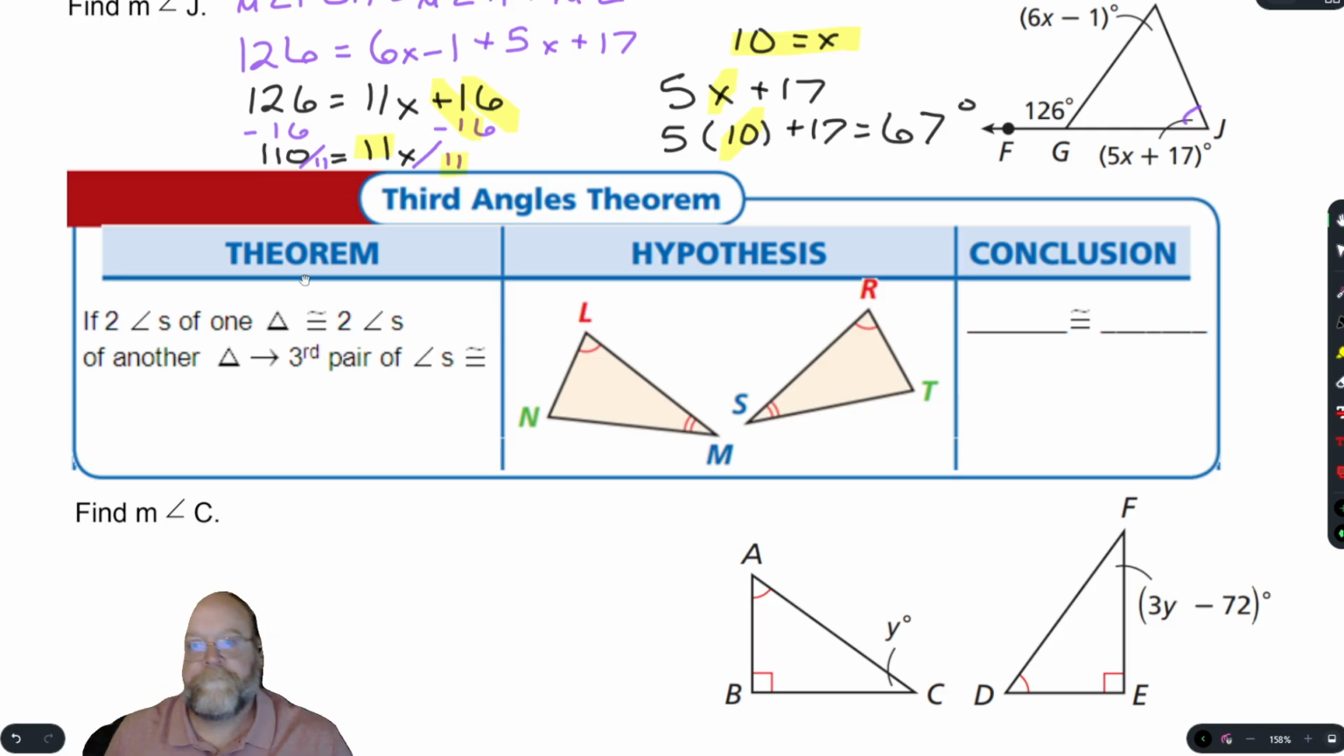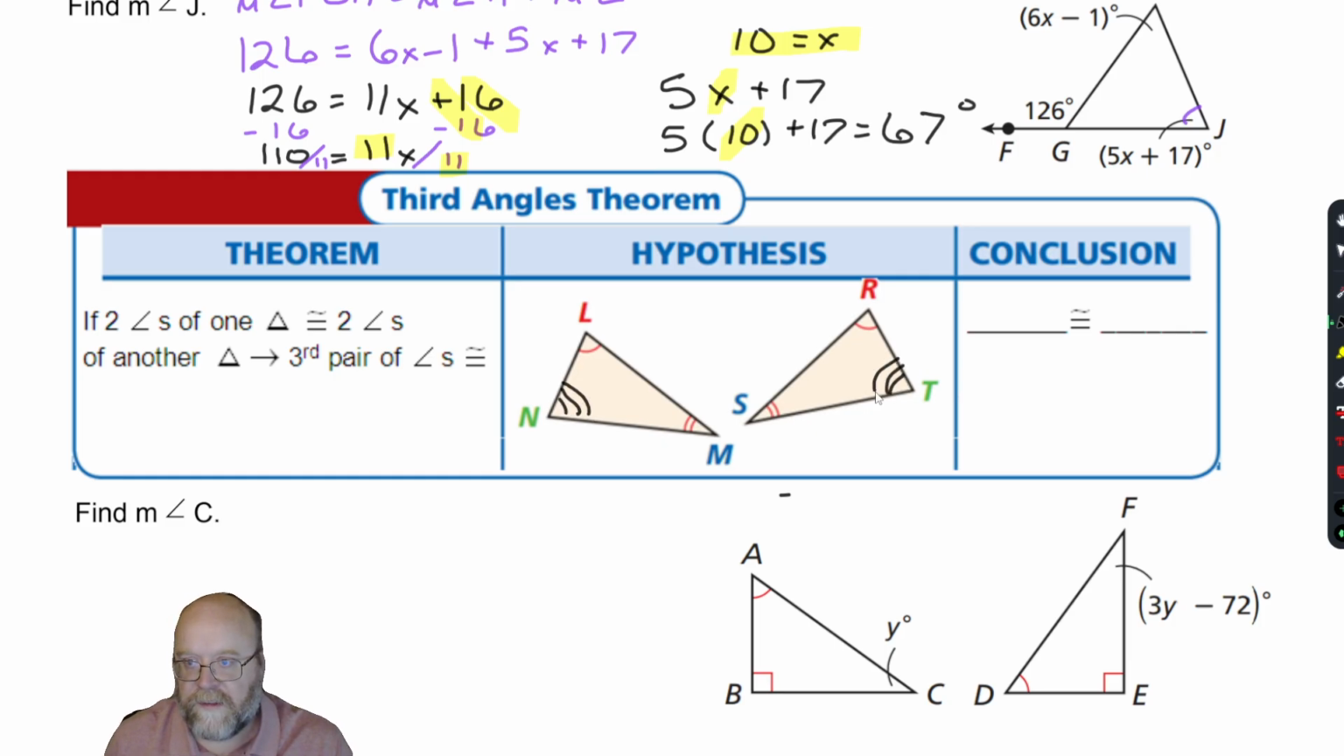Okay, third angle theorem. This one says if you have two pairs of congruent angles in a triangle, then that means the other angles will also be congruent. That means this is true. N and T will be congruent. So once again, L and R are congruent, M and S are congruent. So that means these other two angles have to be congruent, which makes sense, right? If this was 30 and this was 60, this one would be 90. Okay, so we're going to use that to prove this.